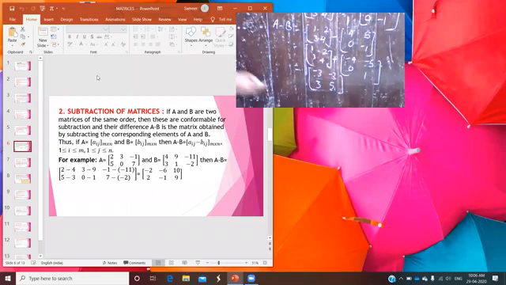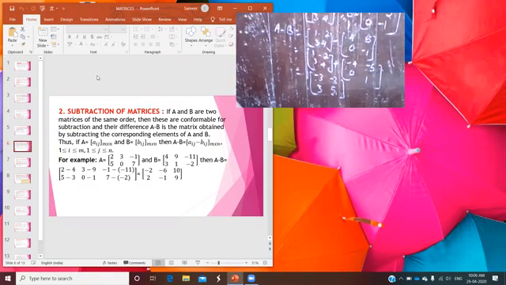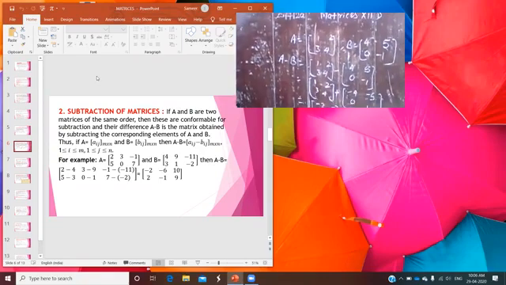In this way you can subtract one matrix from another if they have the same order. So the subtraction of two matrices is defined like that. The main condition is that their order must be the same.